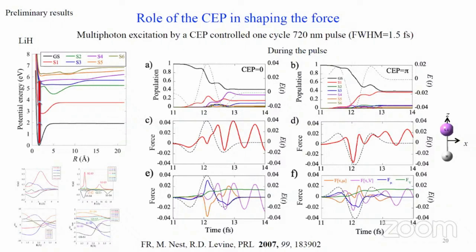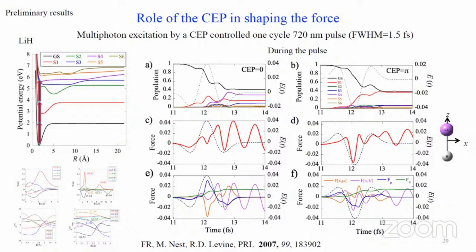So we have multiphoton ionization to the same set of states that I showed before, but here it's not the same kind of excitation. It was a UV one photon; here it's a three photon IR. If the CEP is equal to 0, you have the maximum of the electric field pointing to the lithium. If the CEP is equal to pi, the maximum of the electric field points to the hydrogen. You have a control on the population.